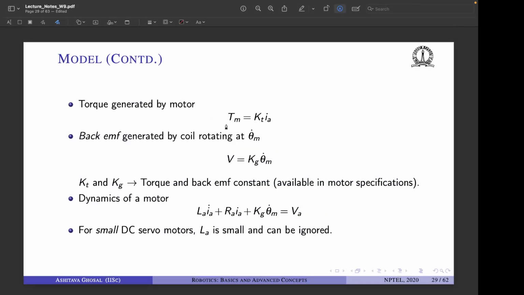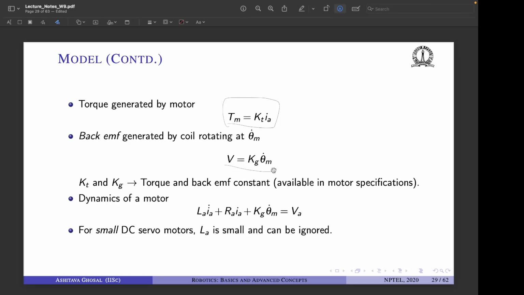So this is a very important relation, that the torque generated by the motor is directly proportional to the current, as I mentioned, and it is related with this constant called the torque constant. And the other aspect is the back EMF. Back EMF is basically produced by the motor's own rotor.